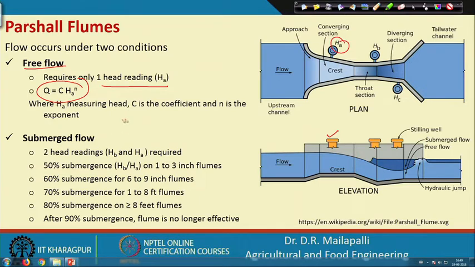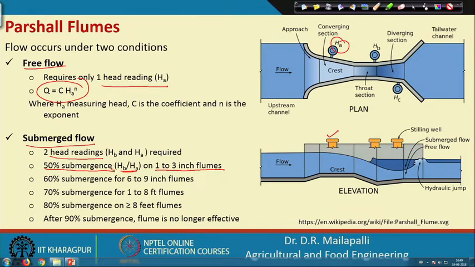So, C and n, the exponents, we can get from the table. For submerged flow, we have the two head readings H B and H A. Submergence is measured as H B by H A, so submergence is equal to H B by H A. For 1 to 3 inch flumes we allow 50% submergence.